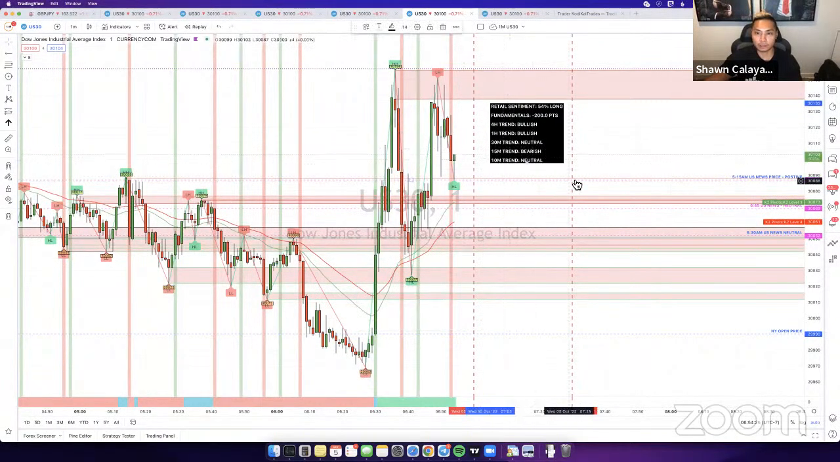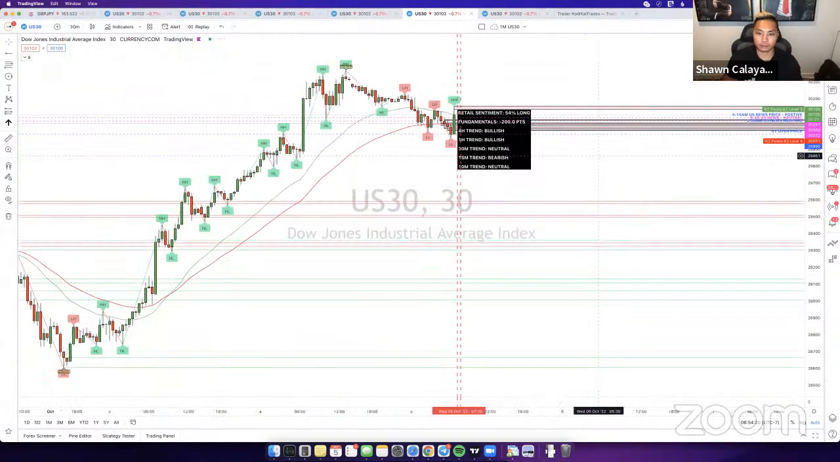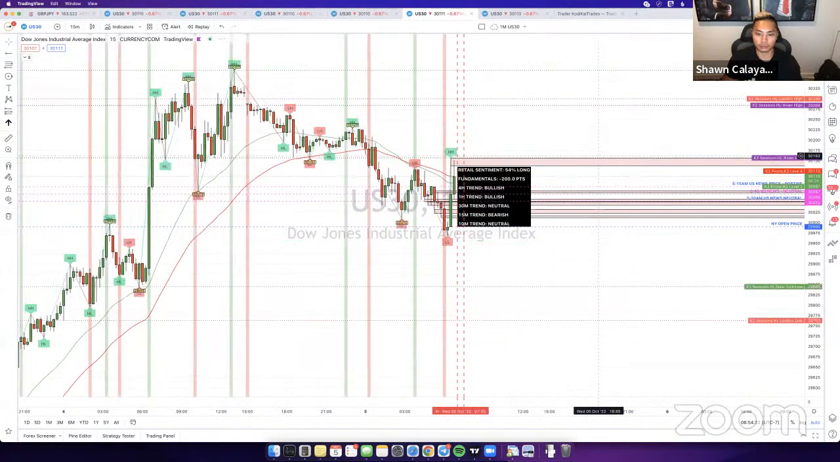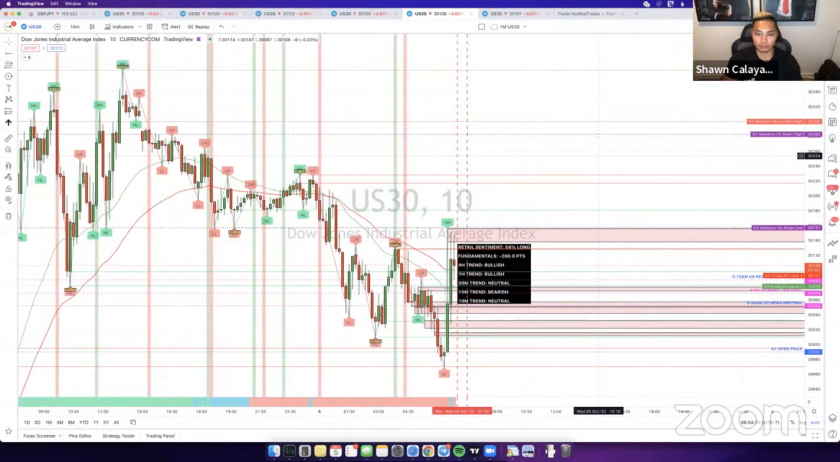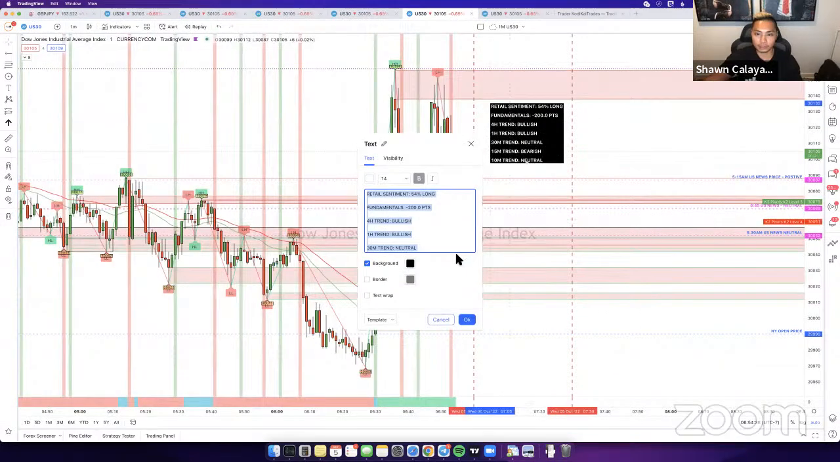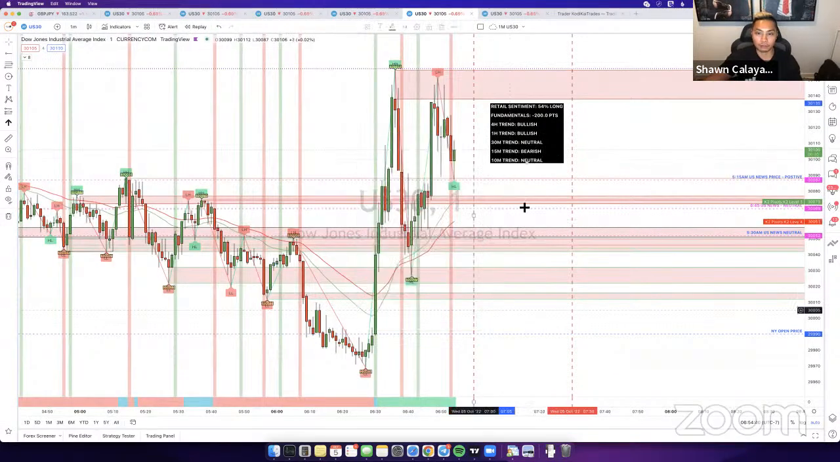A couple of changes right here. 30 is neutral. Seems bearish. 10 minutes neutral. Or it's still bearish. It's not really, I mean, it's going back and forth. But we'll keep an eye on it. But the long term is definitely bullish.